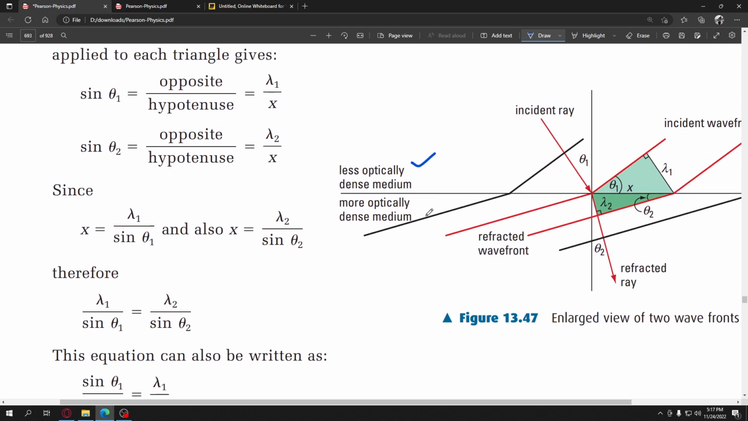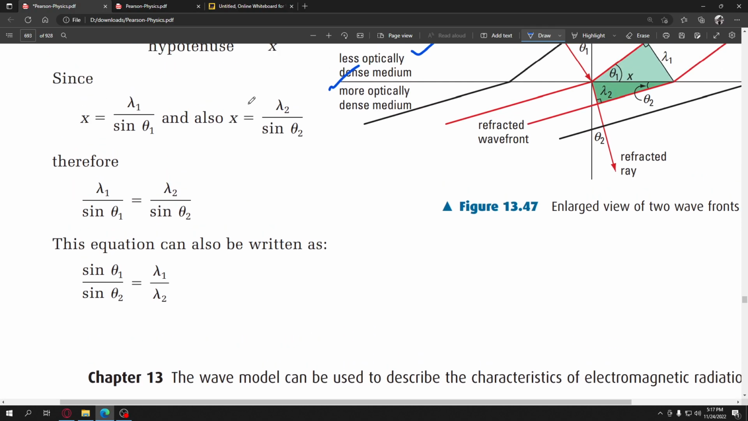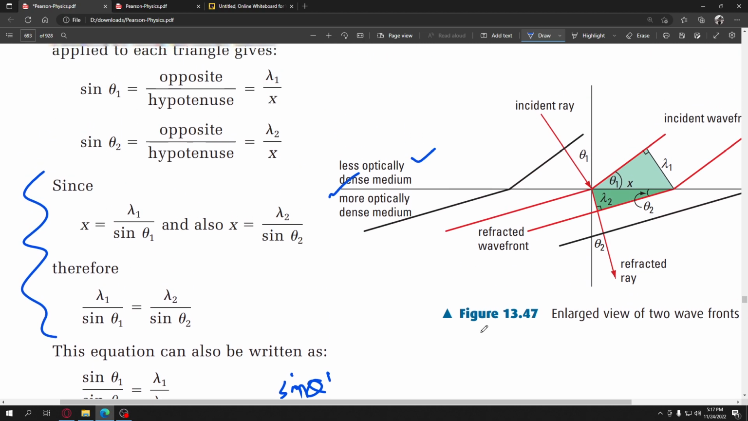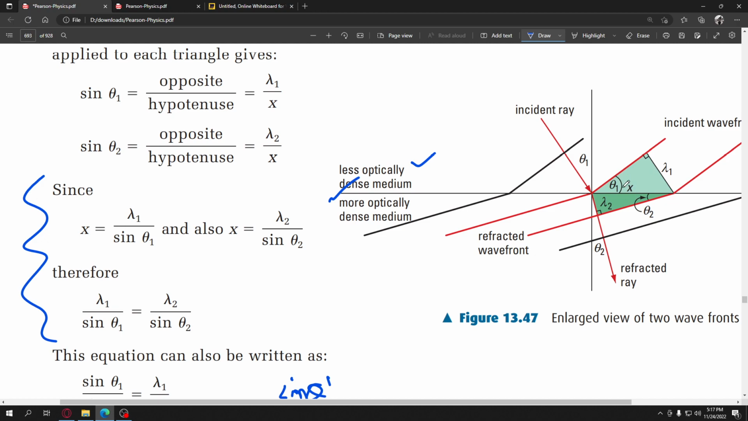This is less dense material, this is more dense material. So for the less dense material, the derivation of this formula is not super important, the important part is this: sin theta 1 by sin theta 2 is lambda 1 by lambda 2, where theta 1 is this angle you see here and theta 2 is this angle you see here.